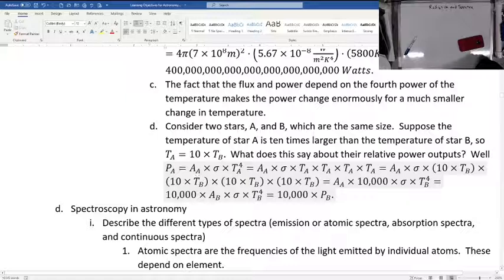And so what this says is the power emitted by star A that's 10 times hotter is 10,000 times the rate of the power of B. And that's really important because stars only have a certain amount of fuel, and if I'm burning up my fuel 10,000 times faster than you are, then I last 10,000 times shorter.